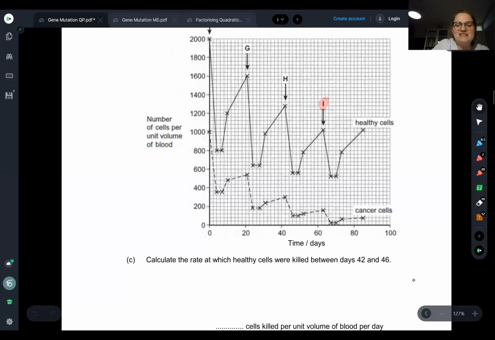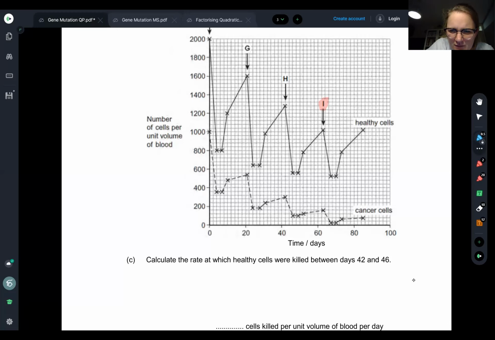So calculate the rate at which healthy cells are killed between days 42 and 46. So I want to find days 42 and 46. Let's count how many days we've got. Well, probably in twos, aren't we? 2, 4, 6, 8, 10. Yeah, 50. So this line is day 42, which I presume is H, which makes sense. So day 42 is H, and day 46 is 2, 4, 6, that one.